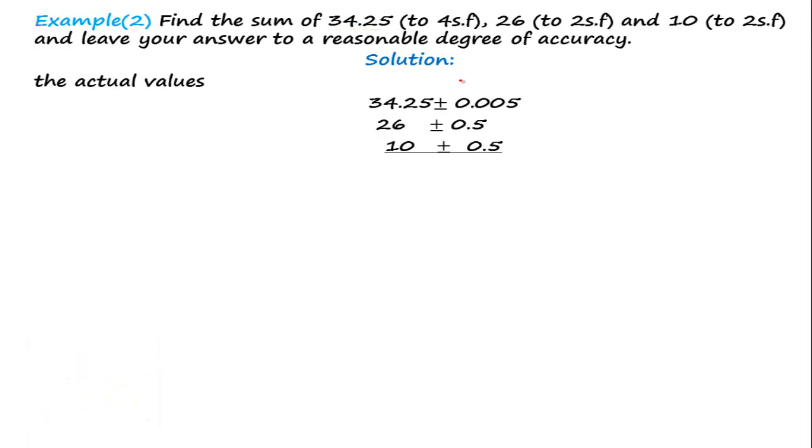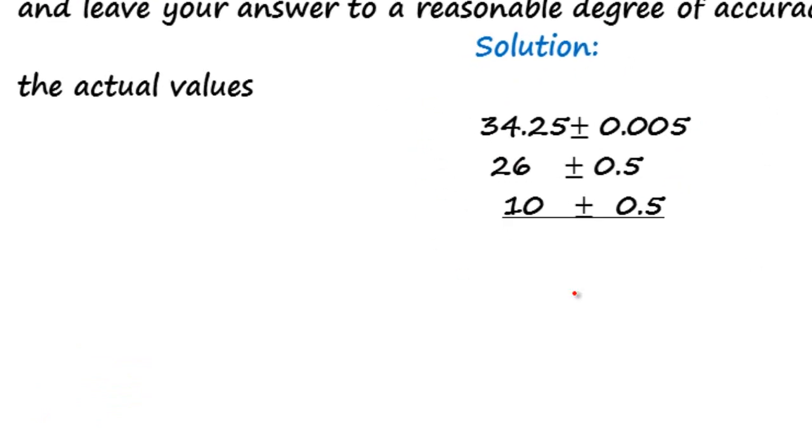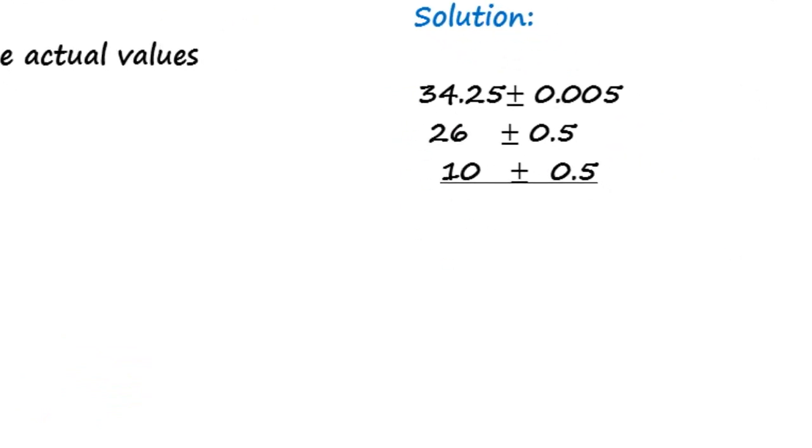So that is why we get the actual values of these. Now what we are asked to do is add them together, and then find the reasonable degree of accuracy. We are going to get it okay. Now add them together.